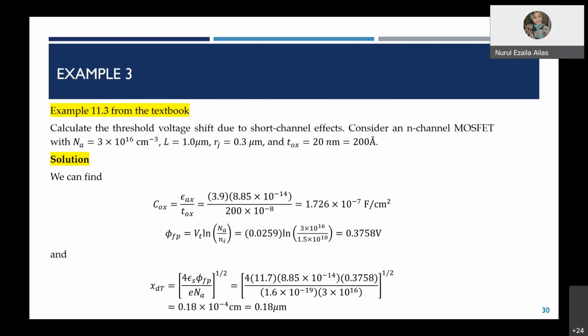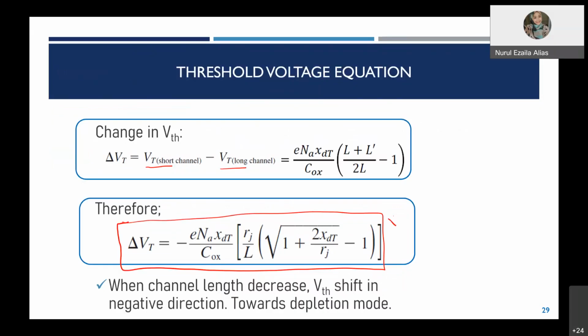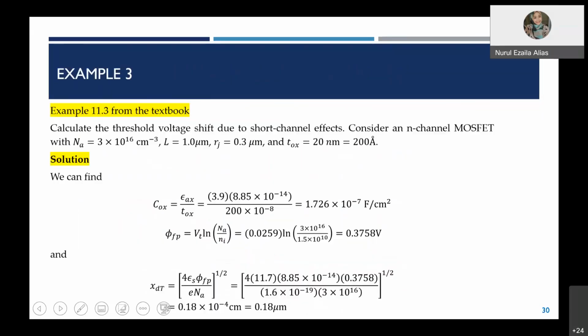For this example 3, I think it is very straightforward, because we just want to apply this long equation for the threshold voltage shift. So calculate the threshold voltage shift, delta VT, due to the short channel effect.